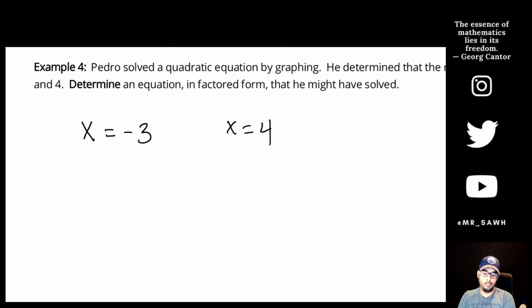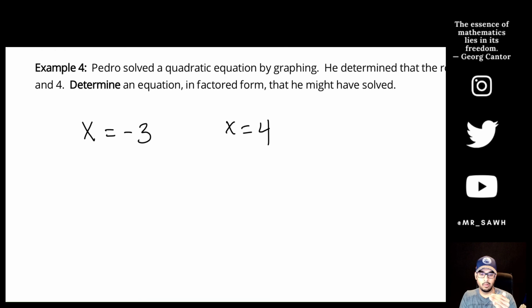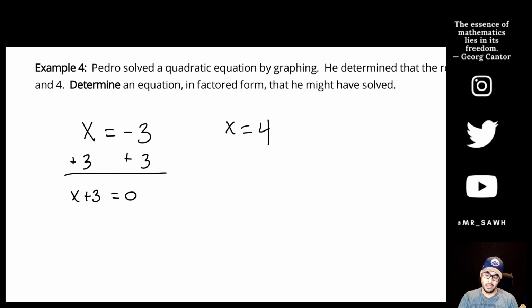Now again, to go backwards, this is the end part where we've taken everything that we've done so far and gotten to this point, but now we're going to do this in reverse. So I'm going to add 3 to both sides this time to undo that last step. So I know now that x plus 3 is equal to 0. So therefore, x plus 3 is a factor. We're just doing this backwards this time.